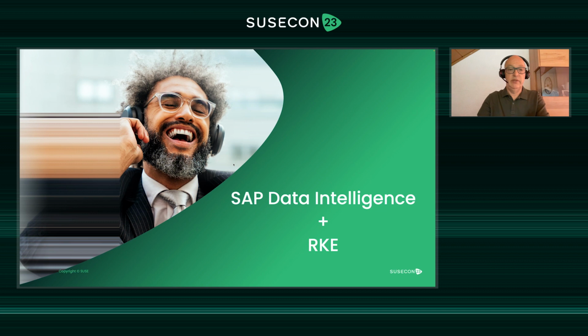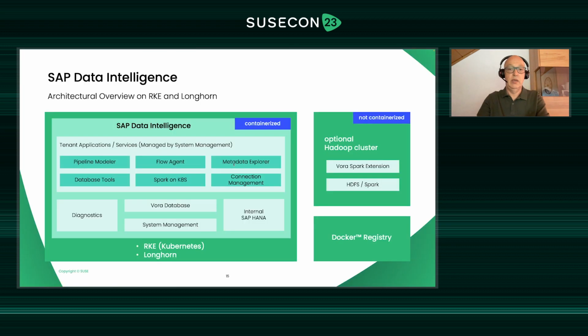Now to bring things together, SAP Data Intelligence and Rancher Kubernetes Engine. As all the services like the tenant apps in SAP Data Intelligence are running containerized, it can be deployed on top of RKE, using Longhorn as storage for persisting data. Other components like the internal HANA database, the diagnostic stack, and the SAP DI systems management run as containers on RKE as well.